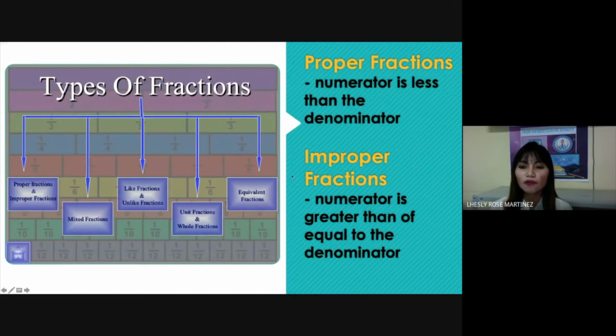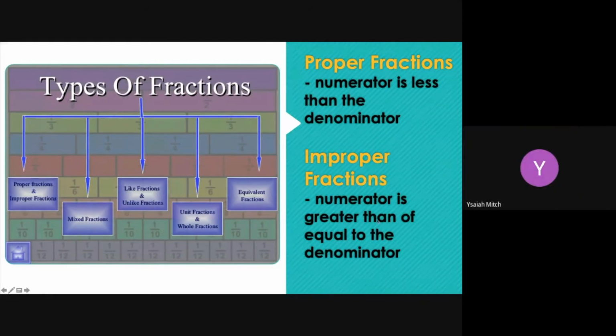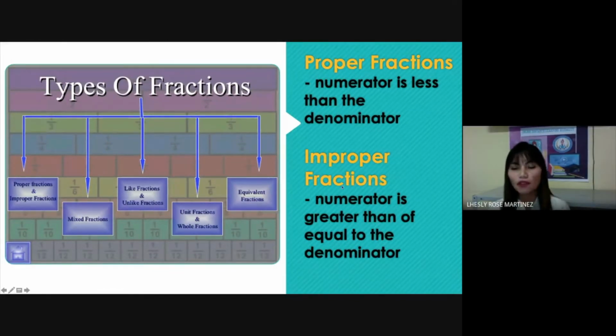For the improper fraction, kabaliktaran siya ng proper fraction. The numerator is greater than or equal to the denominator. So, give me an example. Yes, very good. Improper fractions. Okay, very good. Angelo Mitch, 6/5. That is an example of an improper fraction.